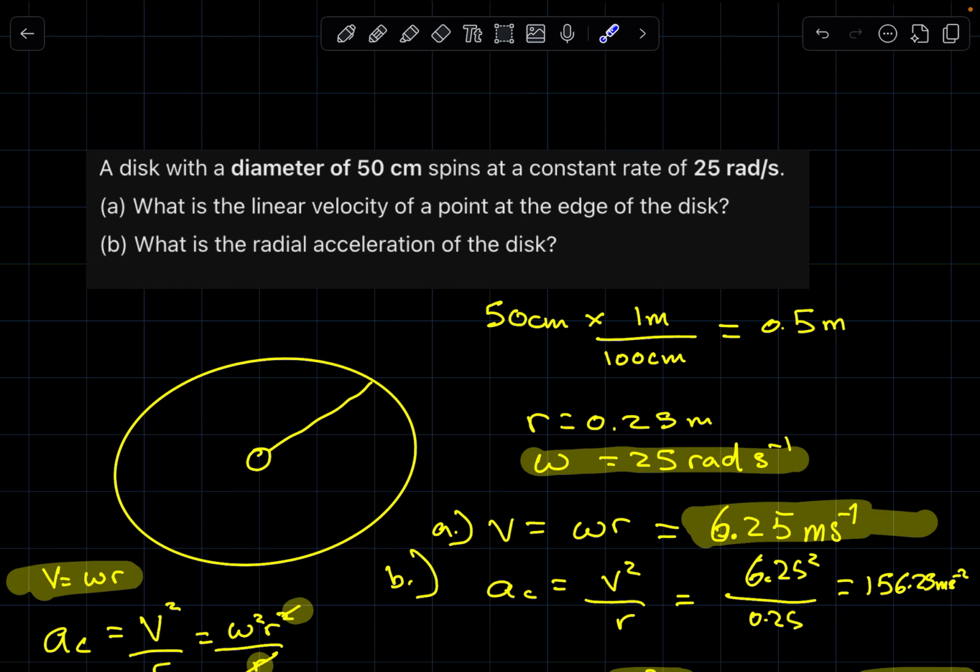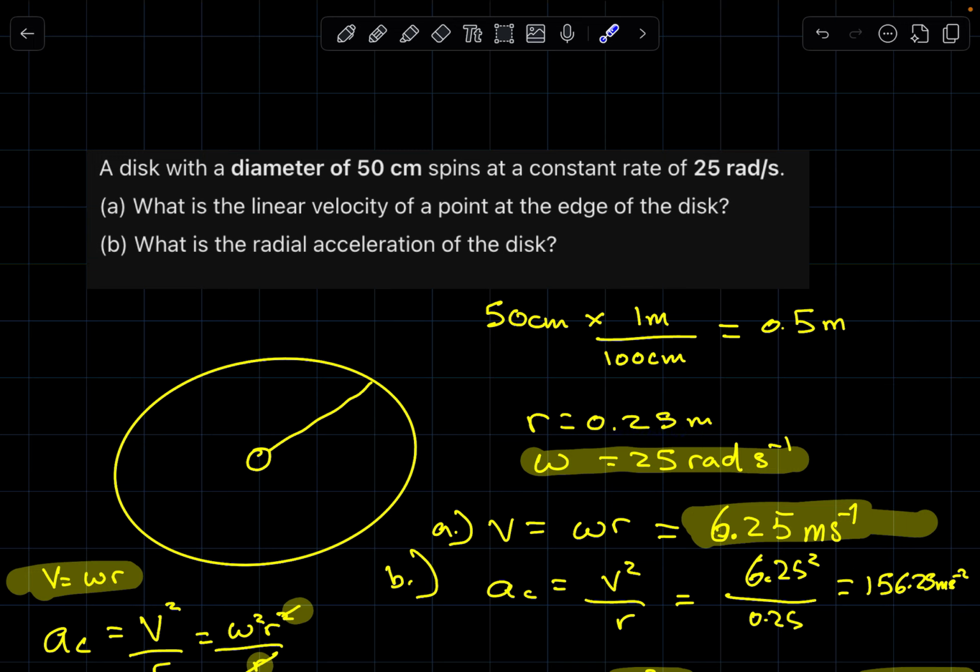Now, a disk with a diameter of 50 centimeters spins at a constant rate of 25 radians per second. With any physics problem you come across, always try to keep your units SI units. First thing first, transform this into SI units. But this is the diameter, so divide it by 2 to get the radius.